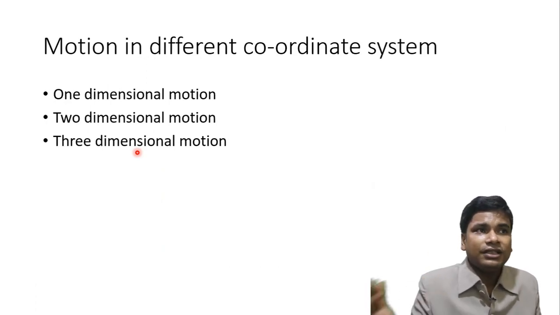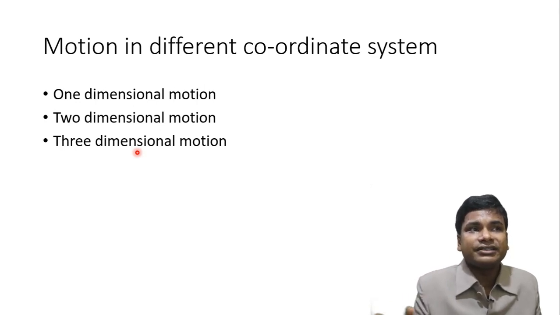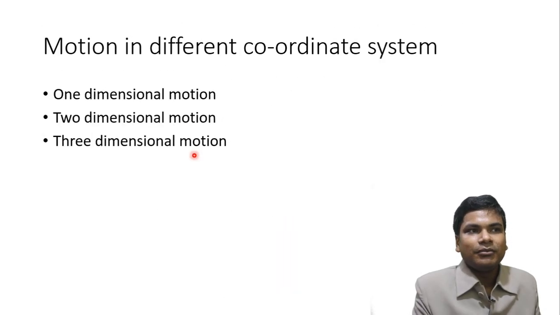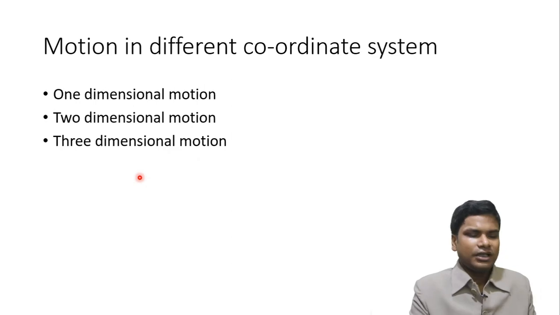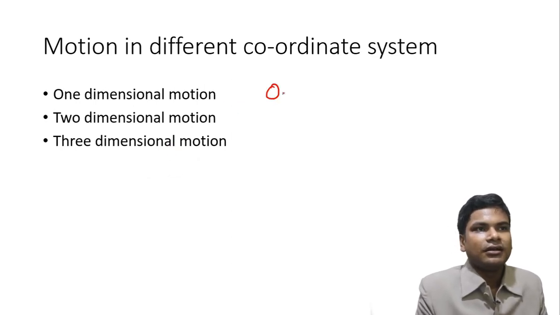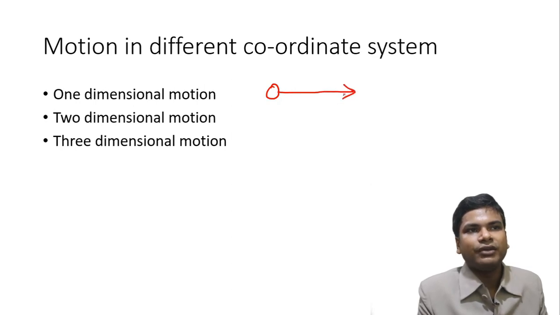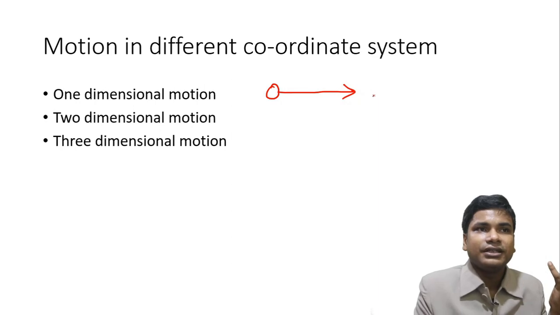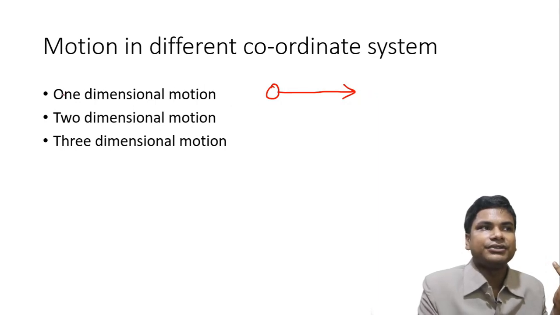But if we need to classify motion according to the coordinate system, I will have three different types of motion. Number one is one-dimensional motion, number two is two-dimensional motion, and number three is three-dimensional motion. Now let me give you an example. Suppose there is a particle which is moving in one dimension only. Suppose a car moving on a straight road. That is a good example of one-dimensional motion.